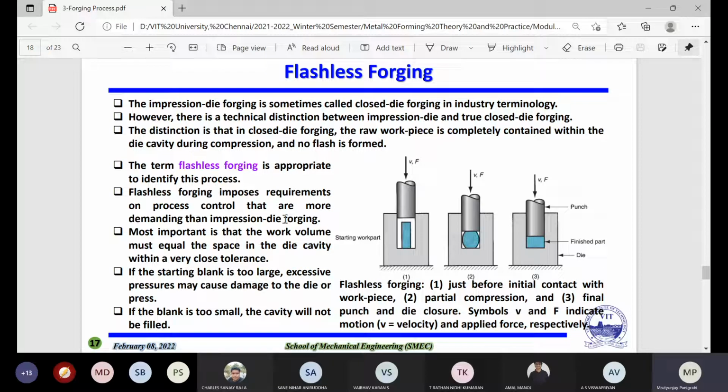Initially, maybe I wrote somewhere also, you can see, if the starting blank is too large, that depends upon the die size and your material, your sample, everything. For example, if you are applying, let's say, 2 Newton here, but this blank is too high, maybe you can extend the blank up to here, then you have to apply more force. It is written, excessive pressure may cause damage to the die or the press. You have to stay within the limit.